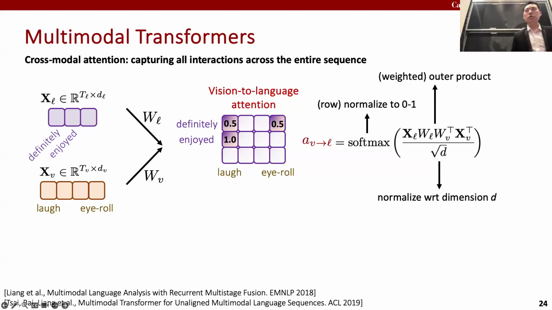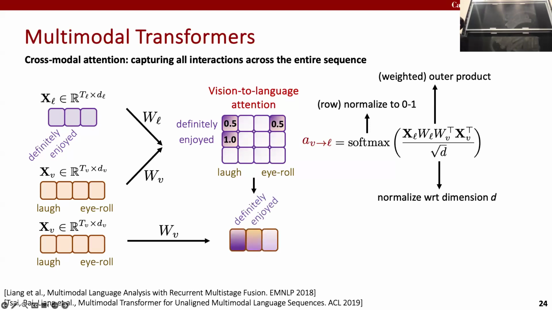And finally, this cross-modal attention matrix can be multiplied with your actual non-verbal gestures, the actual features for laughter and features for eye rolling, to give you a new embedding. But an embedding that is not just language only, but is language interacting with these non-verbal expressions. You're actually taking a word, definitely, taking a 0.5 interaction with your eye rolling features and a 0.5 interaction with your laughter features.